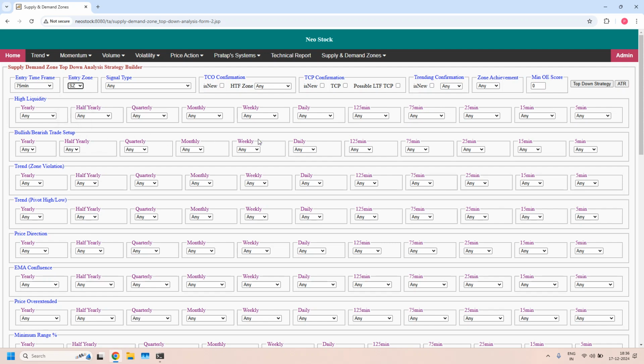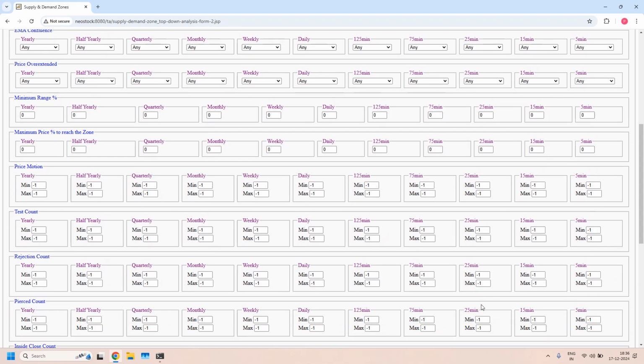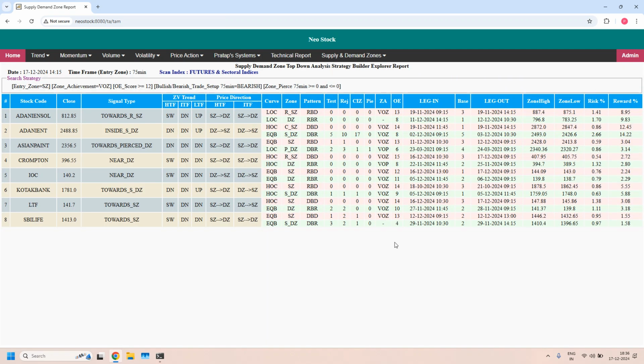In bullish or bearish trade setup at 75 minutes, I am selecting bearish. These 75 minutes supply zone should not be pierced. So in the pierced count at 75 minutes time frame, minimum value 0, maximum value 0. Zone achievement, violated opposing zone, minimum odd enhancer score is 12. All 3 filters are applied to 75 minutes supply zone. Let's filter the stocks. We got 8 stocks.